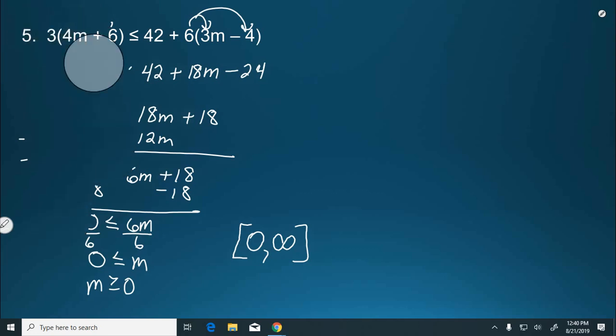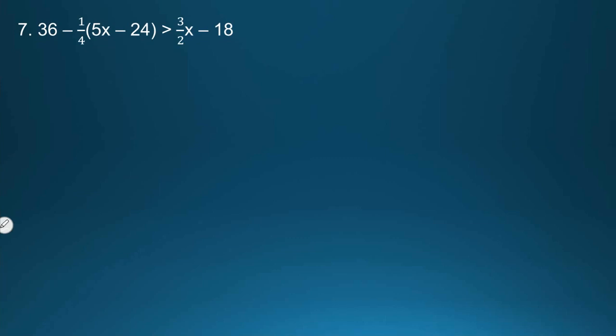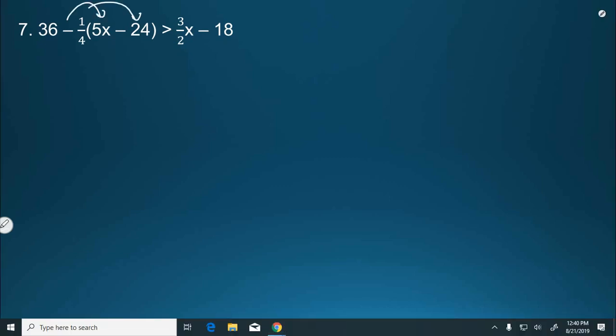All right. What do we got next? Number 7. All right, I'm skipping ahead. Make sure you're following along and going back to answer the ones that we've missed. All right, so we have to first distribute that negative 1/4. So we have 36 minus 5/4 x plus, because a negative times a negative is a positive, don't mess that up, a quarter of 24 is 6 is greater than 3/2 x minus 18.